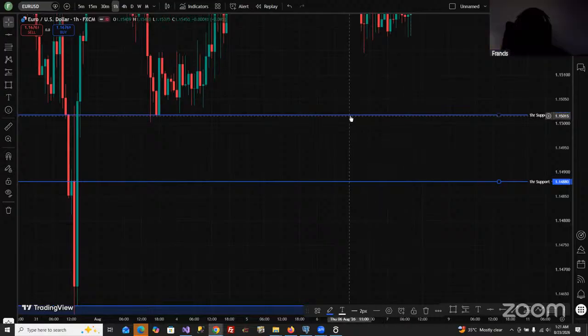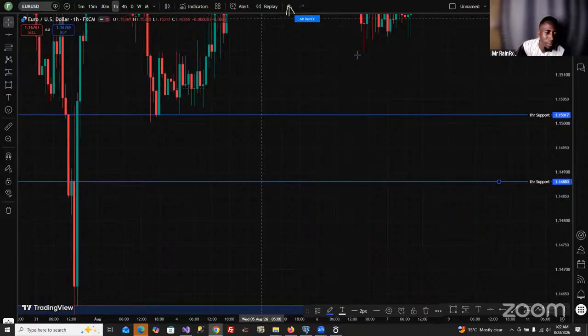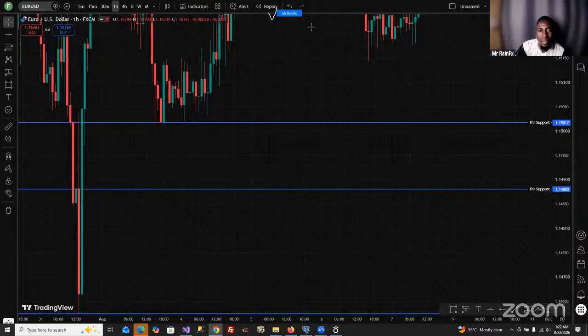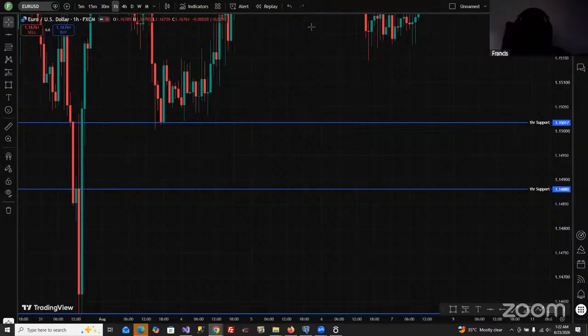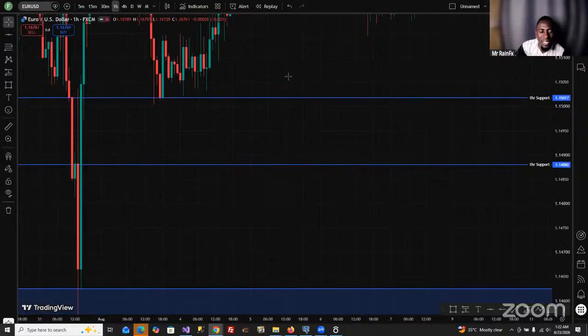Click this undo arrow. On top here, next to replay. Just right click on it and put it back to 4-hour support.